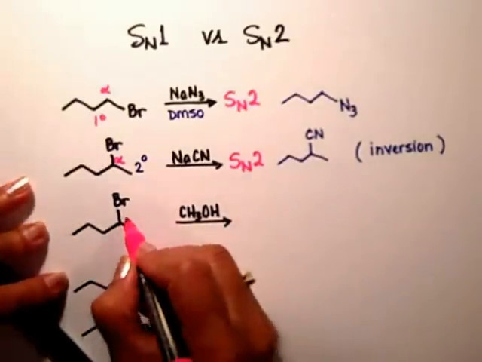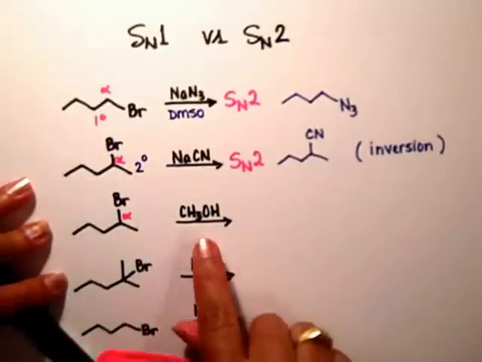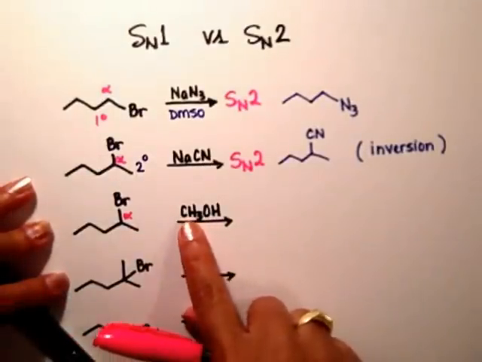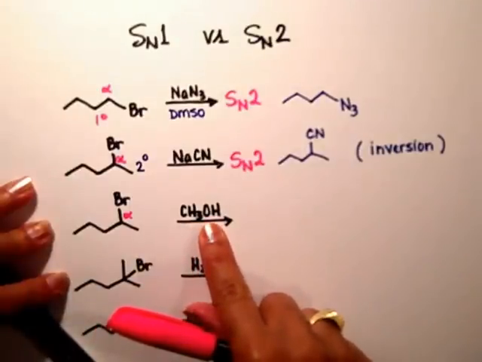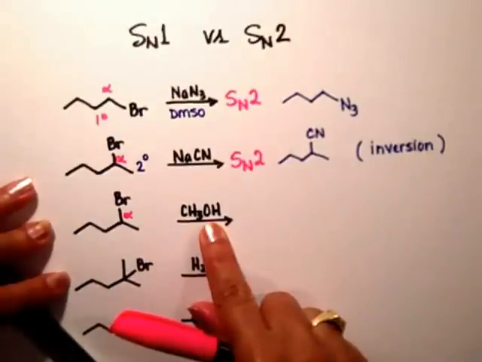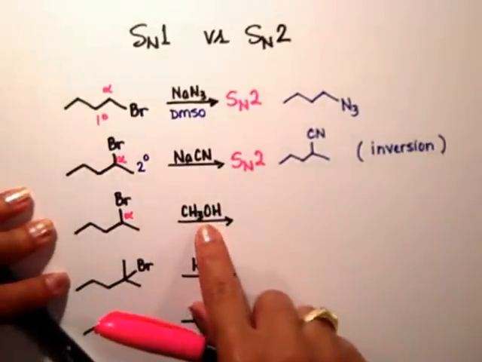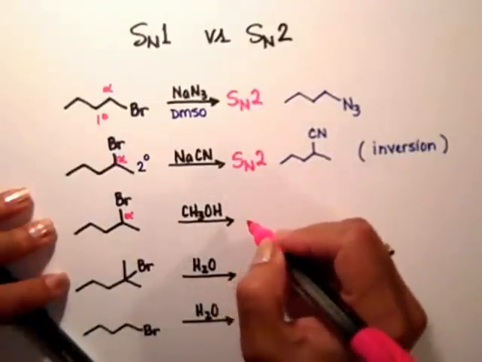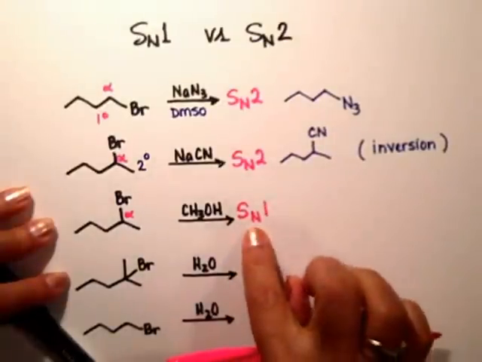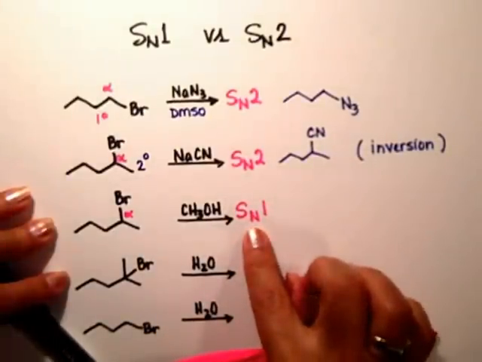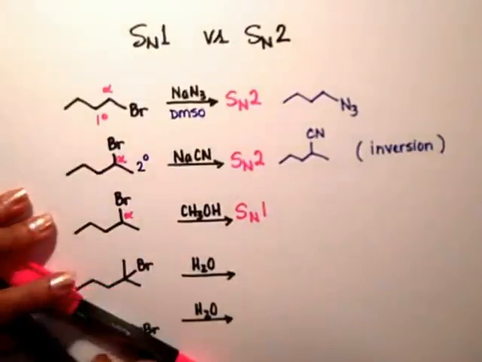Now, this one is the same alkyl halide that I had at the top. The difference is the nucleophile because I have an alcohol right here. This is methanol. Is methanol a strong nucleophile or a weak nucleophile? Very good, that oxygen doesn't have a negative charge, so it's a weak nucleophile. And if you have a secondary and you have a weak nucleophile, we're going to have a carbocation mechanism. We're going to have the SN1 mechanism.